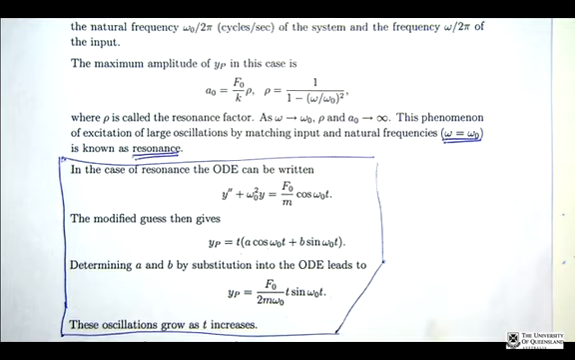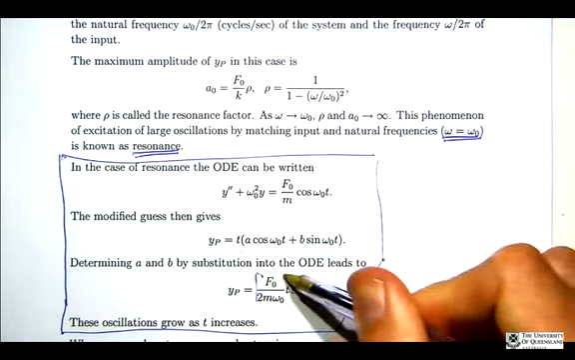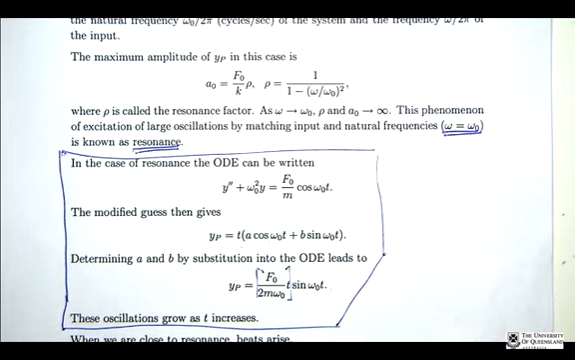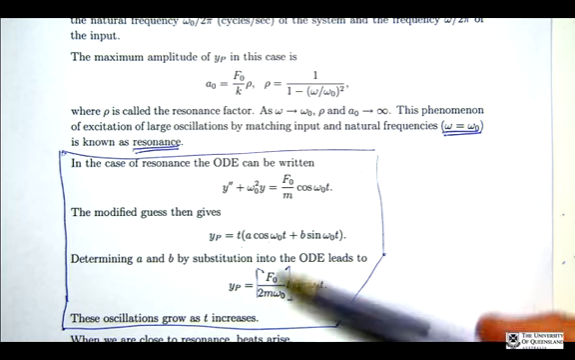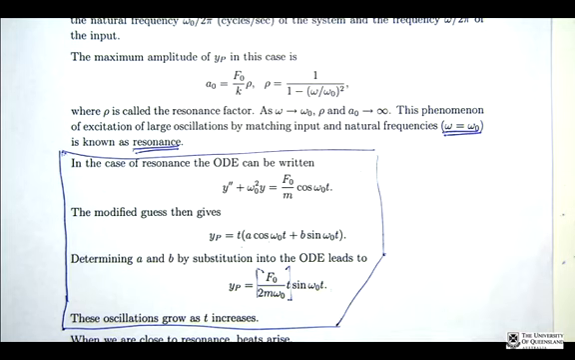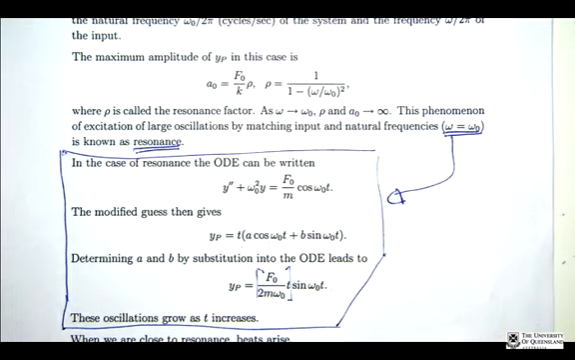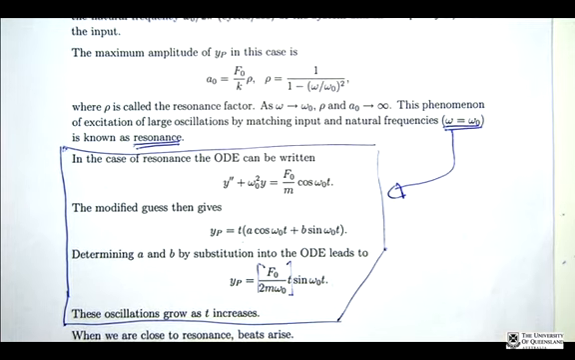So it's a sine wave, but you can see the amplitude of those oscillations is growing linearly in time, right? Think of the amplitude as growing linearly in time. So the amplitude grows as t increases. And as t gets bigger and bigger, there's nothing that's going to stop the amplitude from getting bigger. So this is in the case of resonance here.